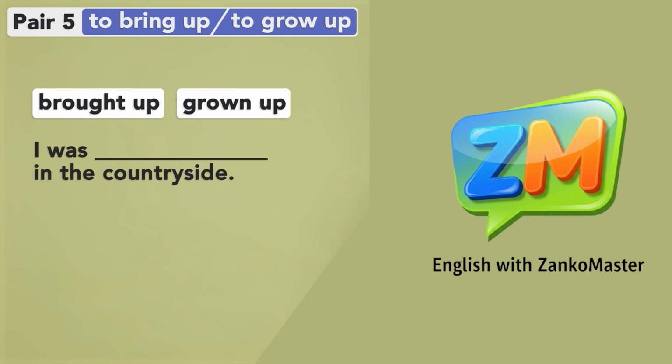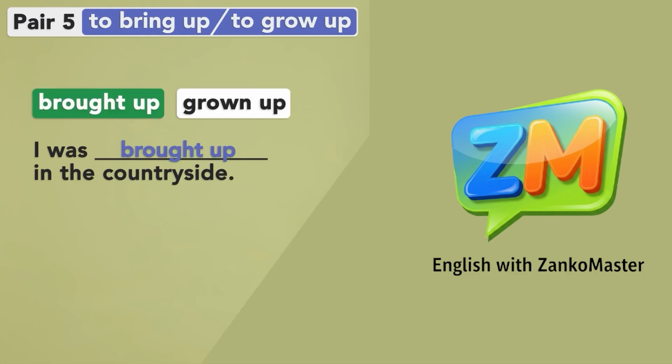Pair number 5 is to bring up versus to grow up. Which of those verbs can you use to complete the sentence? I was in the countryside. Brought up or grown up? It should be brought up.